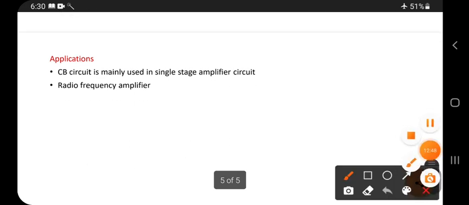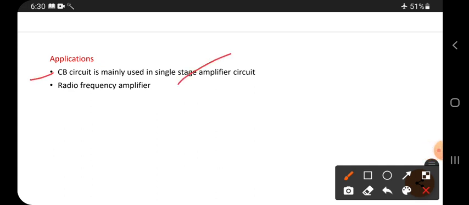And here we also have applications. Common base configuration circuit is mainly used in single stage amplifiers, and in radio frequency amplifiers also we use it.